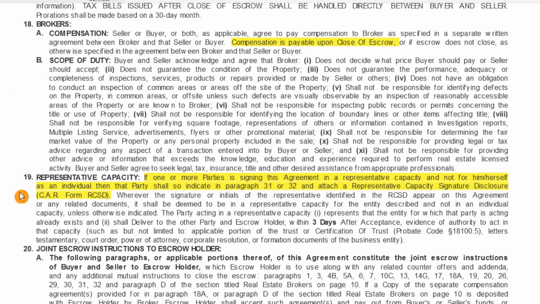Section 19 talks about representative capacity. I touched on that earlier, but if one or more party is signing the agreement in a representative capacity and not for him or herself, then that's going to be indicated in paragraph 31 or 32, and there has to be a representative capacity signature disclosure form as well.